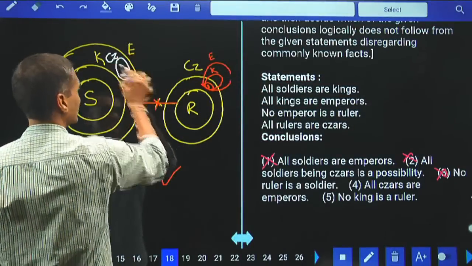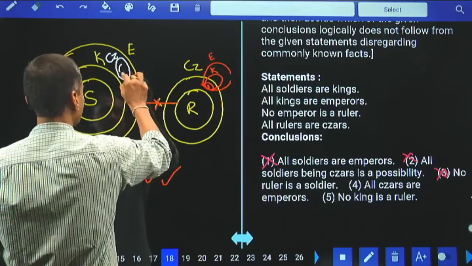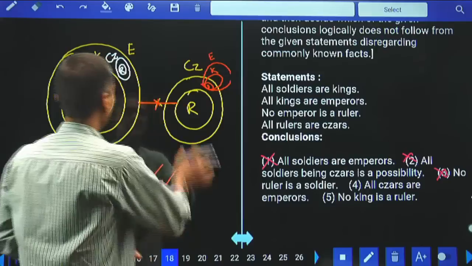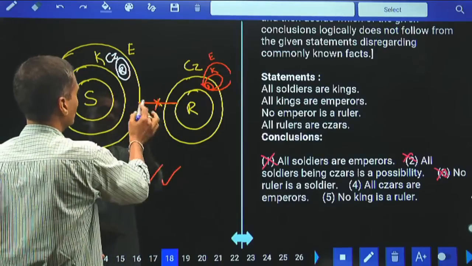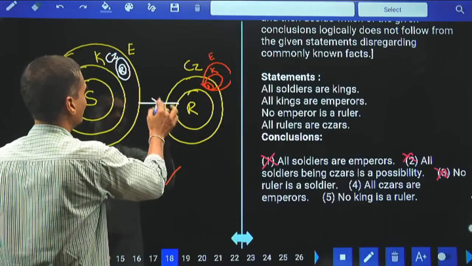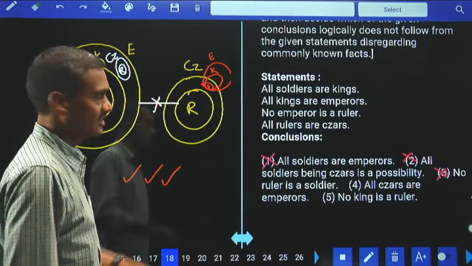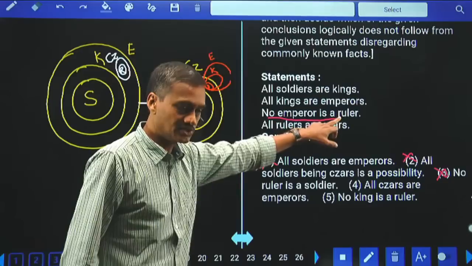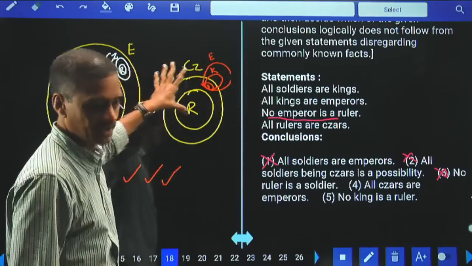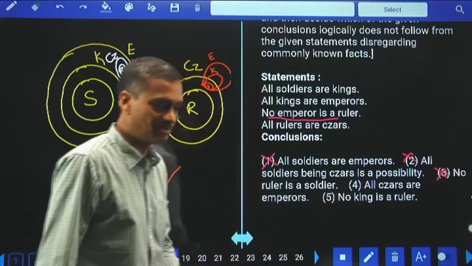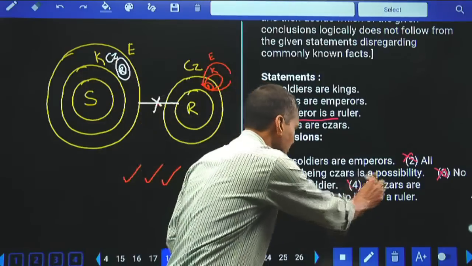If czar comes like this, then ruler is a part of this czar, isn't it? Because all rulers are czars. If I write ruler like this, then no ruler is an emperor. That statement will be false because all rulers are a part of emperor. As a statement, no emperor is a ruler is false. We cannot draw like this. As we cannot draw like this, it cannot be true at least once. As it cannot be true at least once, then it is 100% false.